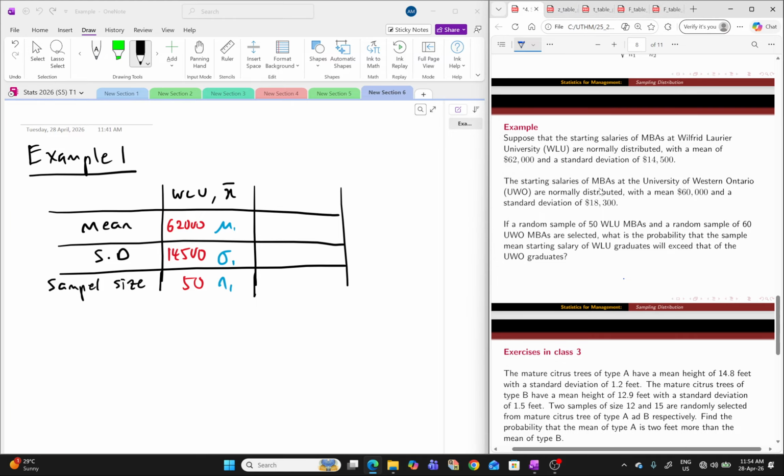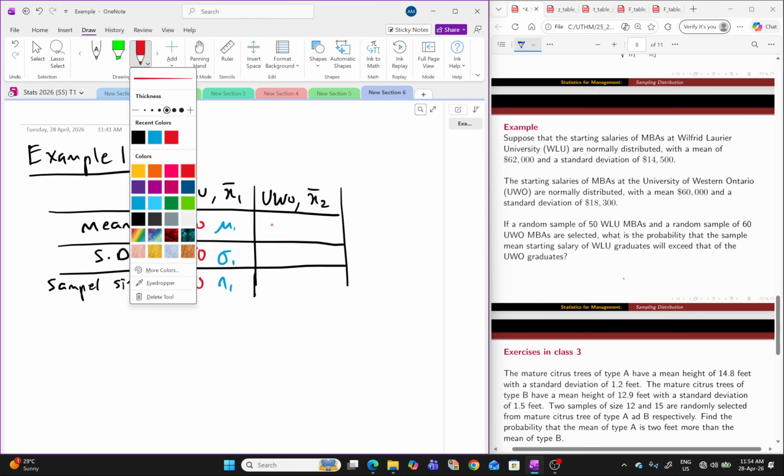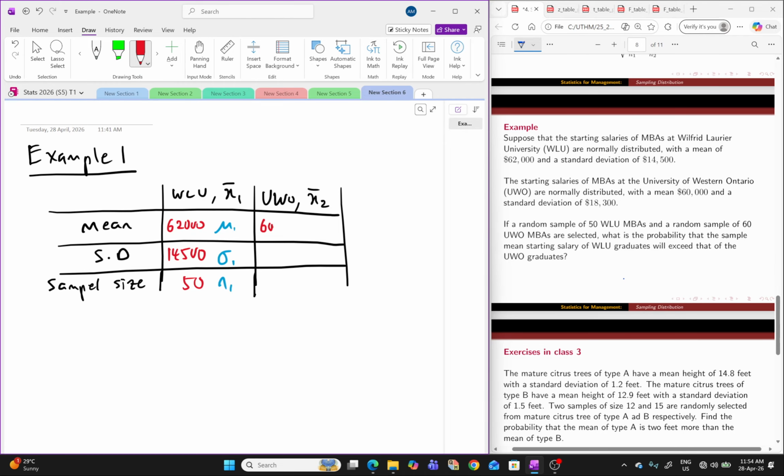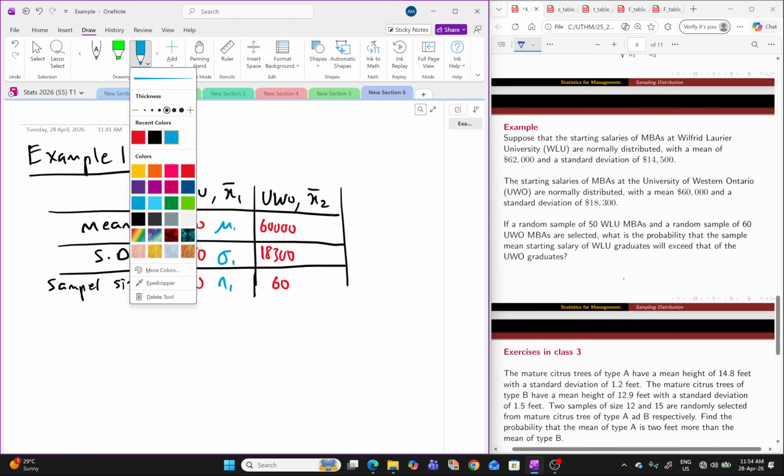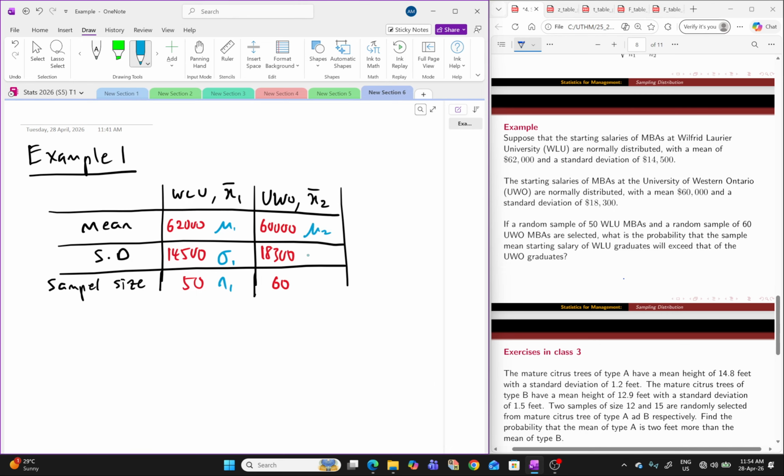The starting salaries of MBA University of Western Ontario. The same idea. Mean is 60,000. Standard deviation is 18,300. Sample is 60. The notation would be mean 2. Copy this one first.